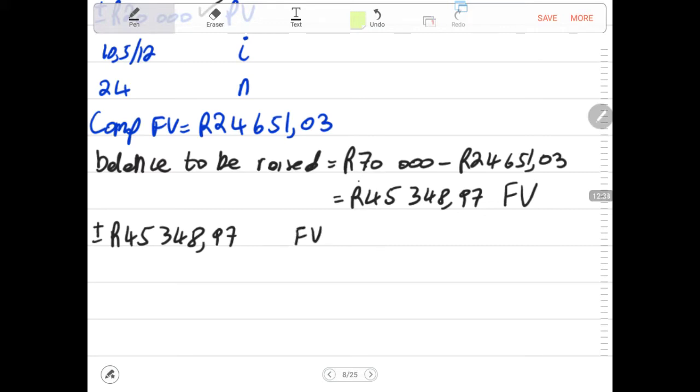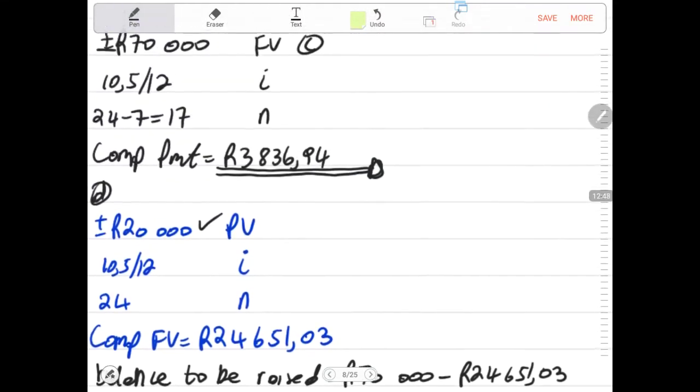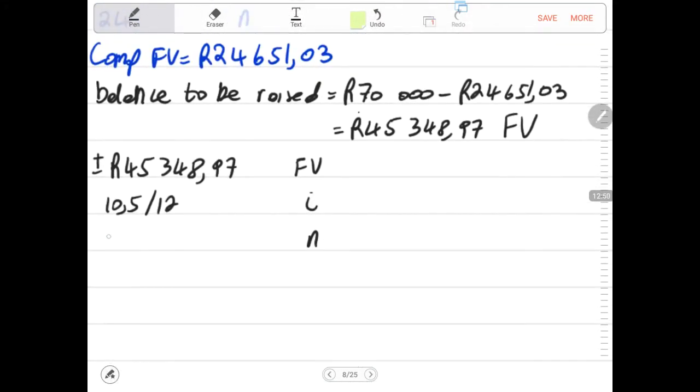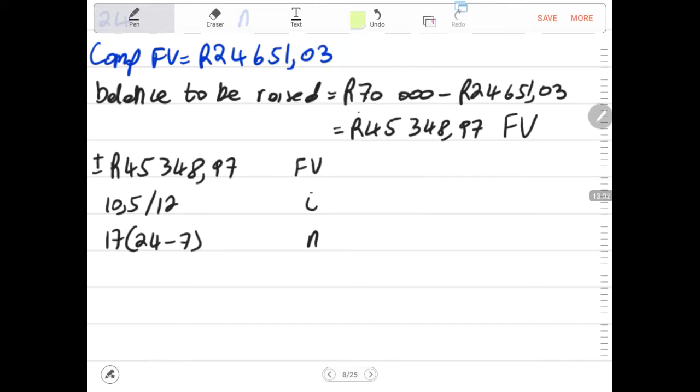In order for us to get what we need in the future, we need to earn interest of 10.5% compounded monthly. For how many months? It will be a total of 17 months, 17 months being 24 minus 7. 24 minus 7 gives us 17 months.